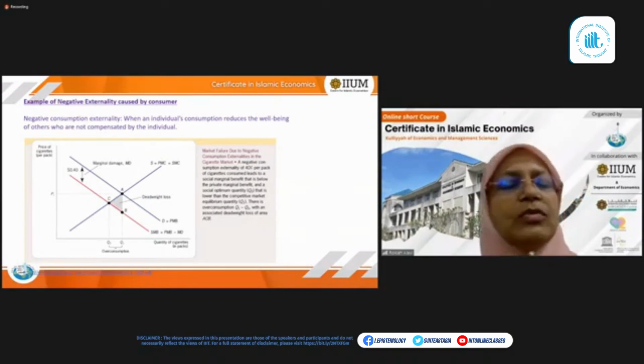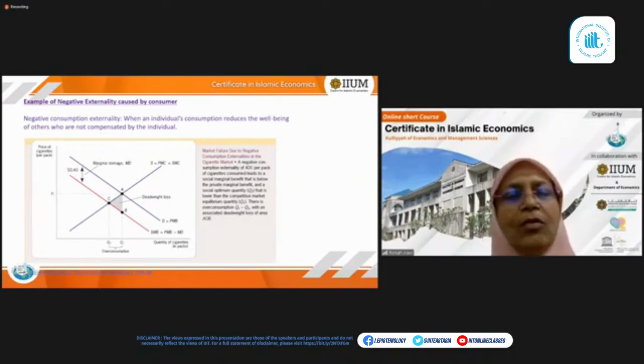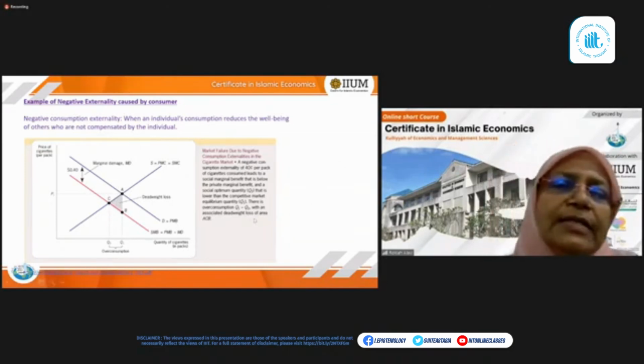The society knows cigarettes have a negative impact on health. All right, so it will affect our well-being. Our well-being will be reduced by someone else's action. So if you look at this graph, you have demand and supply.